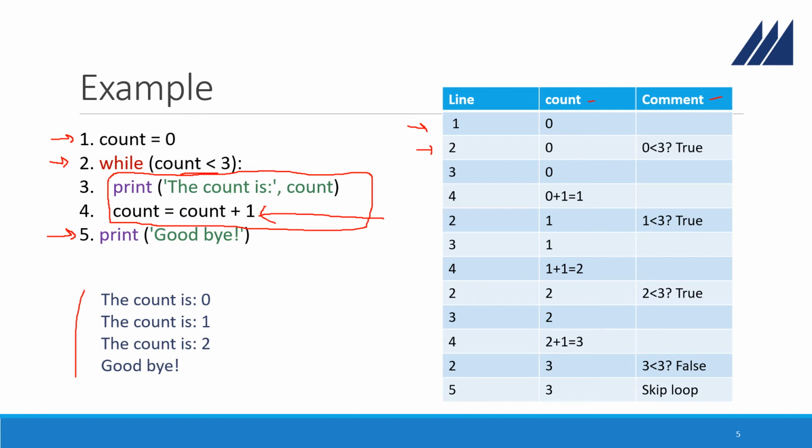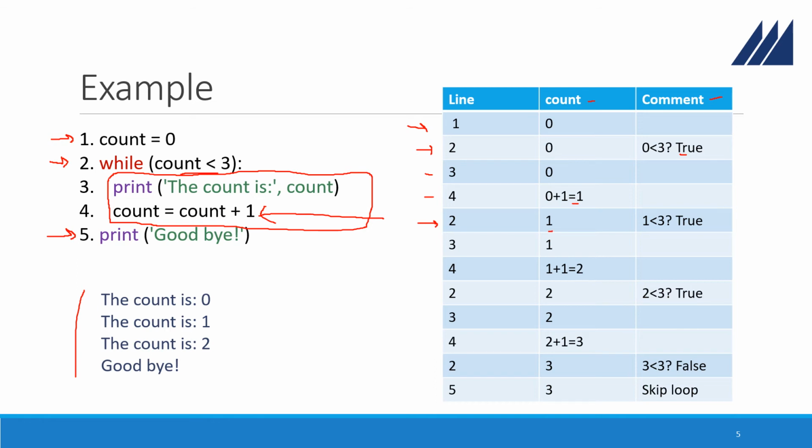Count is still 0. So is 0 less than 3? Yes. That means I'm going to go to line 3. Count did not change. I printed the statement, and then I'm going to go to line number 4. I increased it by 1. 0 plus 1 equals 1. And then I'm going to go back again to the header of my while loop, which is line number 2. Now count is equal to 1.